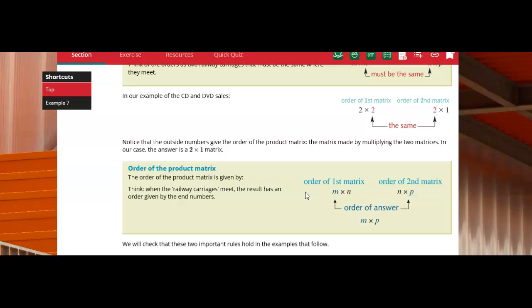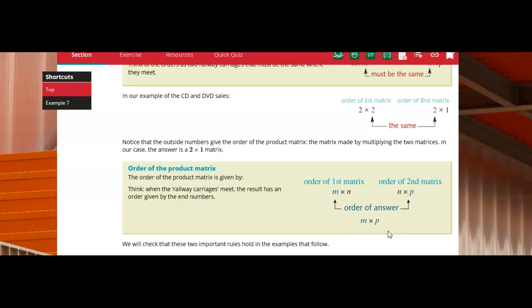All right. The other important thing is the order of your product matrix. That just means how many rows and how many columns your product matrix is. Once you've done your multiplication, you get a matrix, which is your product matrix, or your answer. How many rows and how many columns does it have? If you've got an m times n and an n times p matrix, it's just the number of rows from your first matrix and the number of columns from your second matrix. So the order of your matrix is going to be m times p.